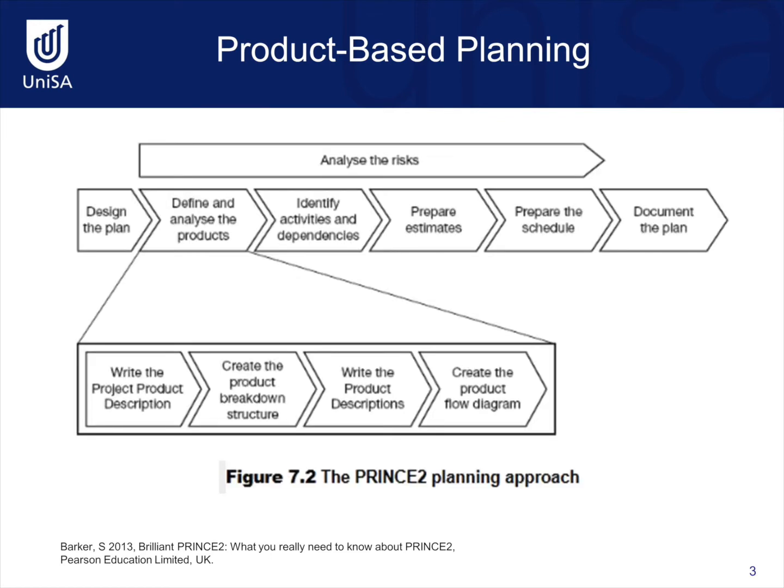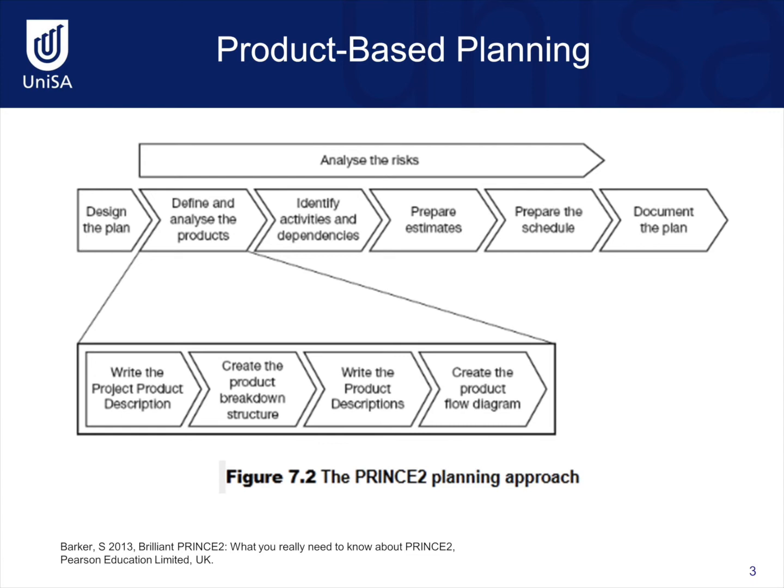Here we can see the Prince2 planning approach, which shows the 7 steps that were discussed in the previous topic, as well as a breakdown of the steps in defining and analysing the products, which is otherwise known as the product-based planning technique. In order to comprehensively define and analyse the project's products, we firstly need to write the project product description. This is an overall description of what the product is for the project.